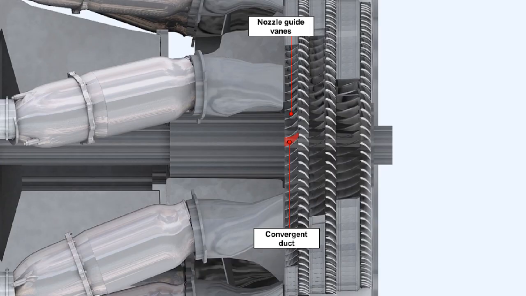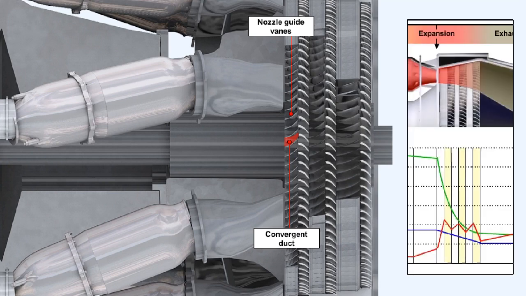Nozzle guide vanes are of aerofoil shape. The space between 2 nozzle guide vanes forms a convergent duct. Within this convergent duct, some of the potential or pressure energy in the gas stream is converted to kinetic or velocity energy.